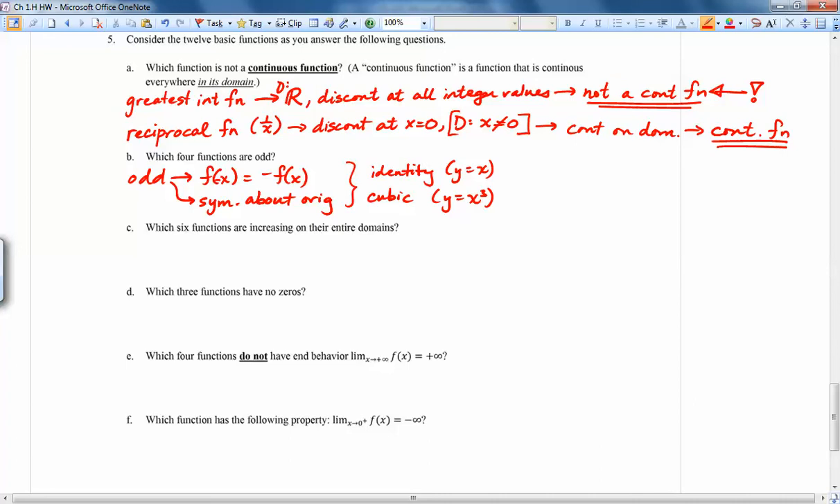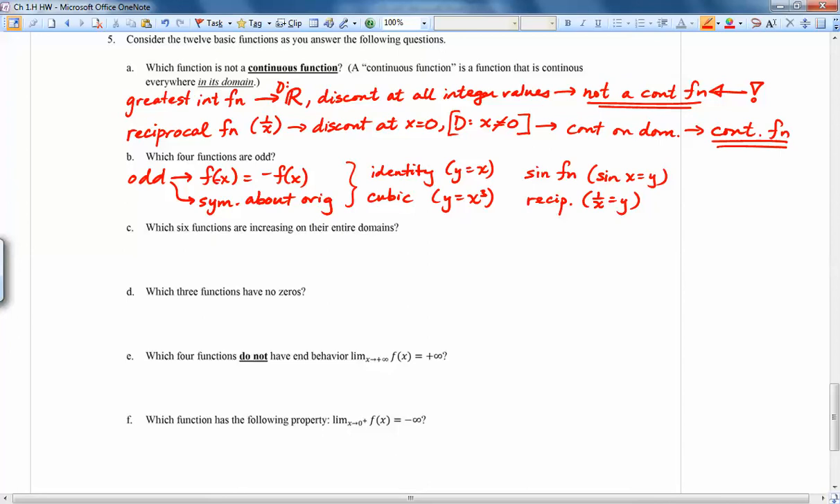It would be, let's see, what else? The sine function, which is sine of x. And what am I missing? Oh, the reciprocal function, 1 over x.